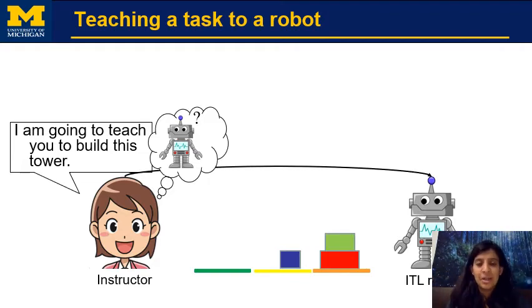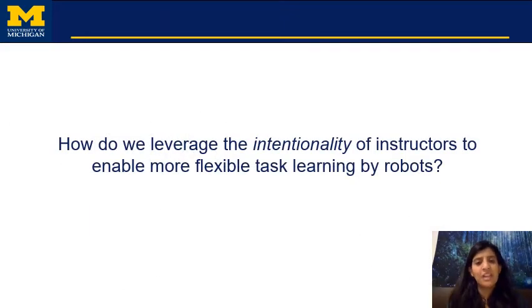And what you see is that each of these things has intentions associated with it that contribute to the whole teaching process. So the question I'm trying to answer here is, how do we leverage the intentionality of instructors to enable more flexible task learning by robots? So can we use the fact that there is a set of intentions to build into the interaction framework of a robot so that it can anticipate these and respond accordingly?